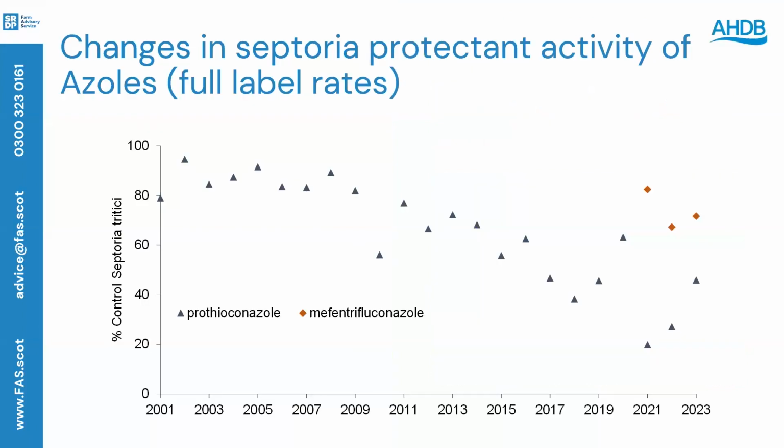And this is a chart that I often show. Azoles are a really commonly used group of fungicides through your programs. But you can look back to 2001, where a full dose of prothioconazole would have given you between 80% and 100% control of septoria in wheat. And you can see that by 2023, you were down to barely 20%.